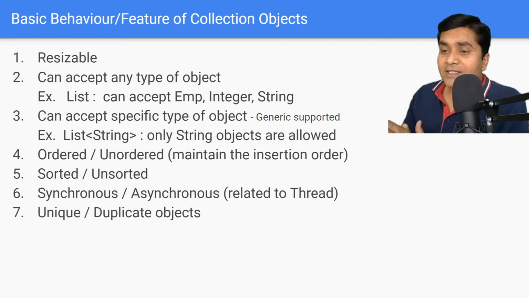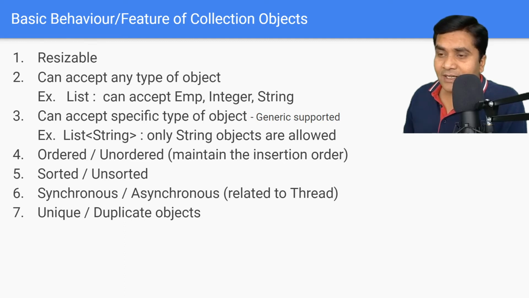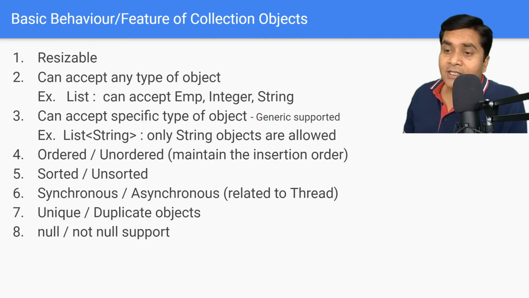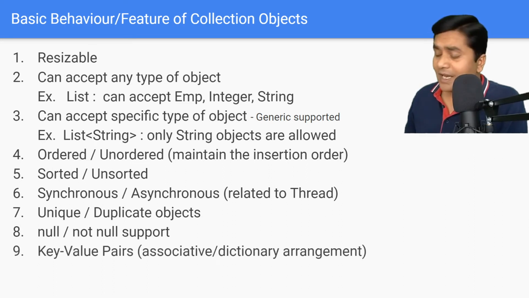And the seventh point is unique and duplicate values. Some of the collections permit only unique values, like set. Set only works with unique values, whereas other objects like list, ArrayList, Vector permit duplicate objects. Sometimes the collection object can accept null, and sometimes they do not support null values, and they will throw the null pointer exception. And the last point here is that collections support key and value pairs, especially the map.